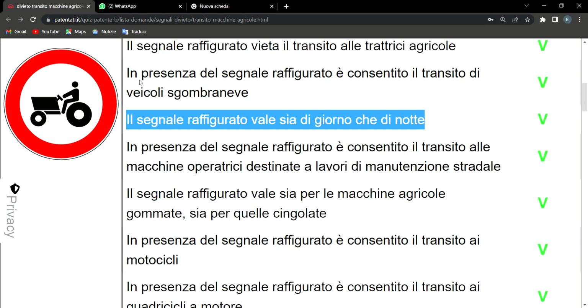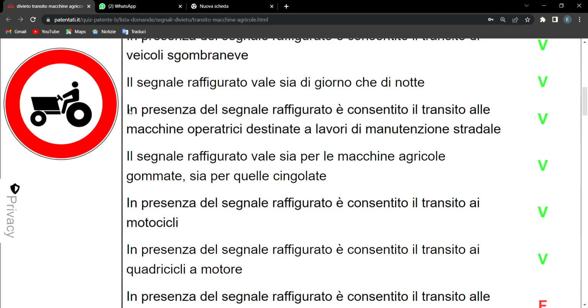On a road with this very sign at its entrance, the validity of this sign is always both daytime and night. So that road that has this very sign must be observed, must be acknowledged both day and night. This is the reason why this one is vero.